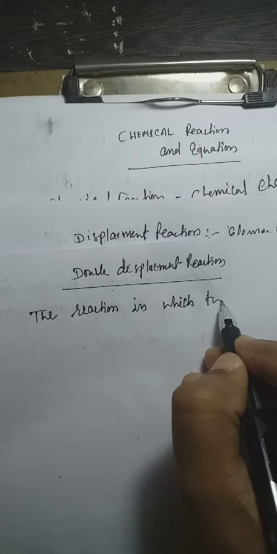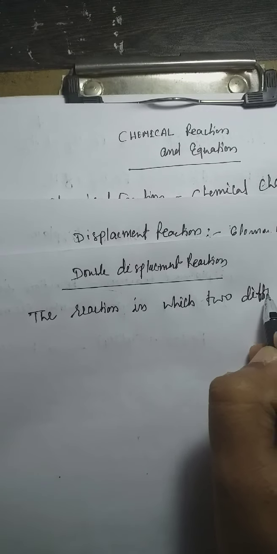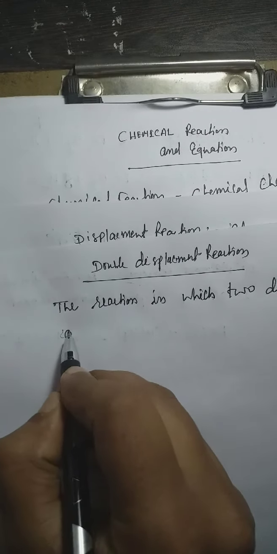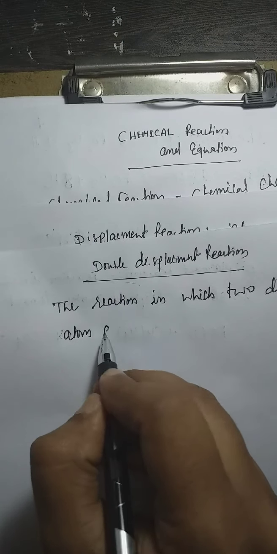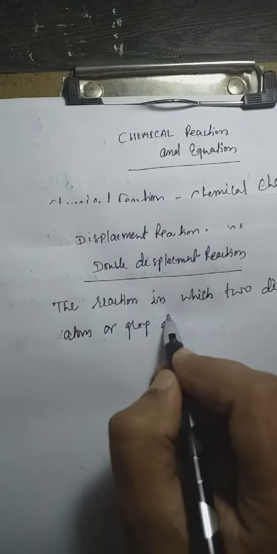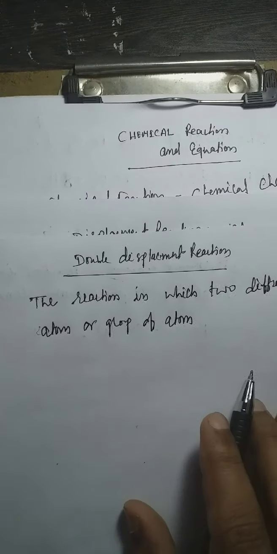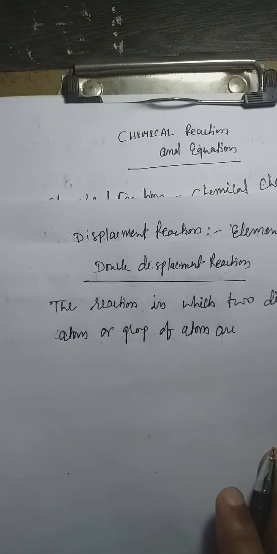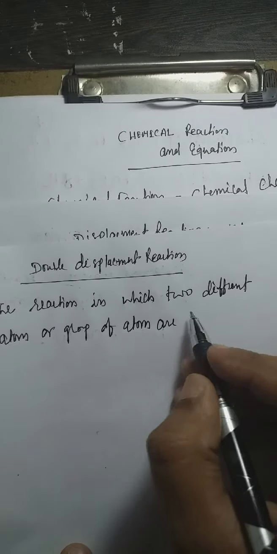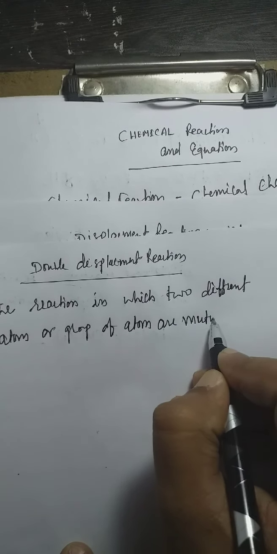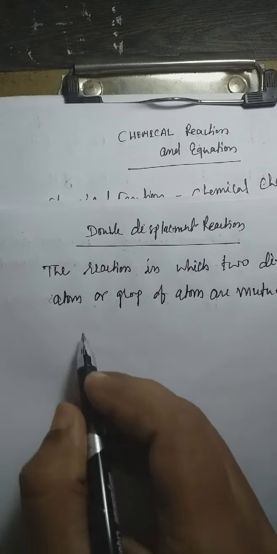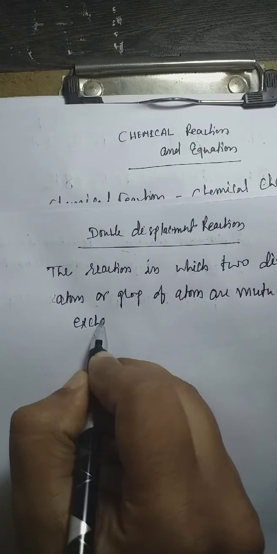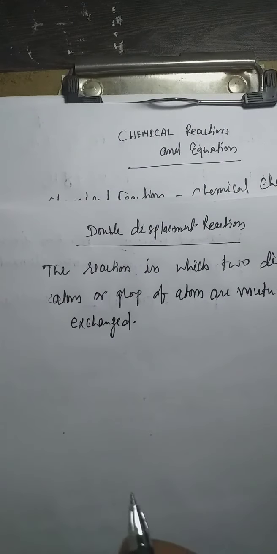two different atoms or groups of atoms are mutually exchanged. Why are we taking groups of atoms? Because somewhere we are finding a solution also. It means a solution is made of solute and solvent. That's why we are writing groups of atoms are mutually exchanged. It means they displace one another. We are taking an example for this.